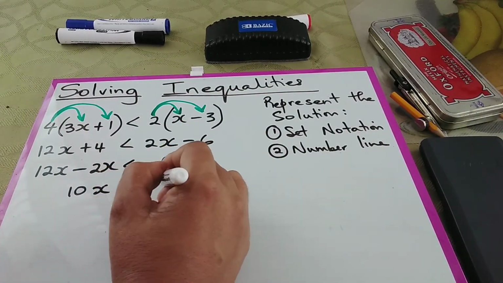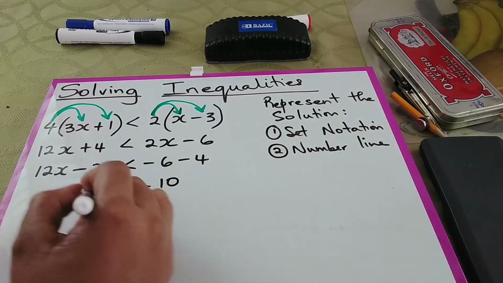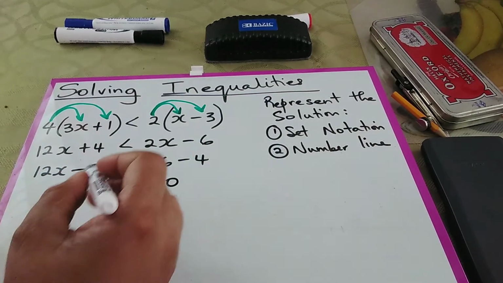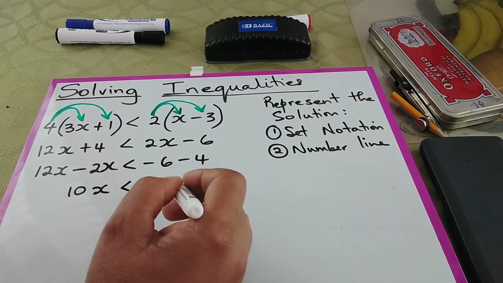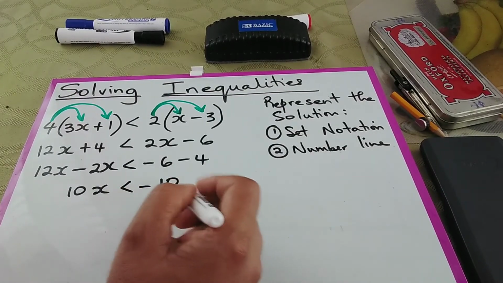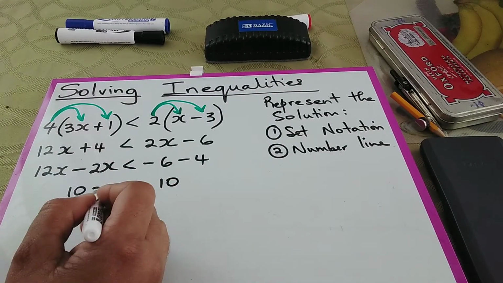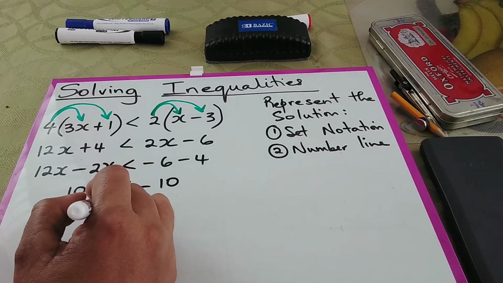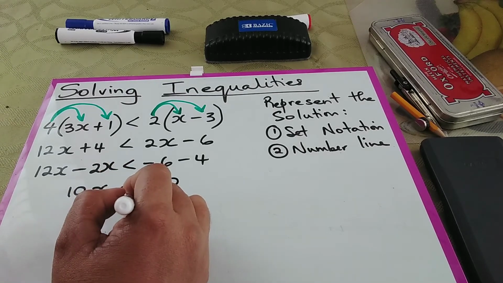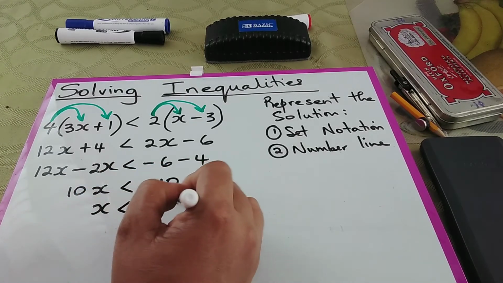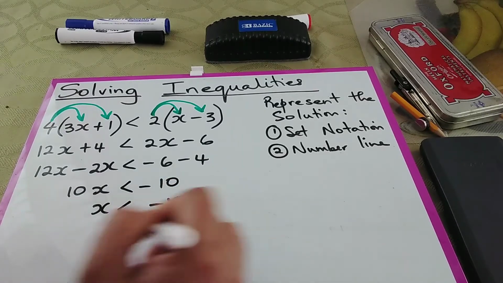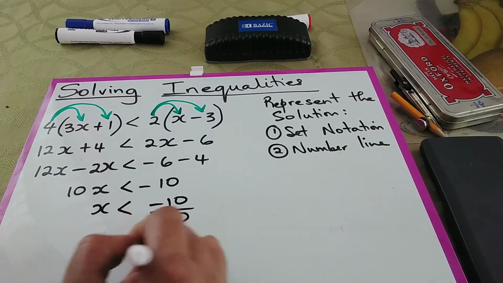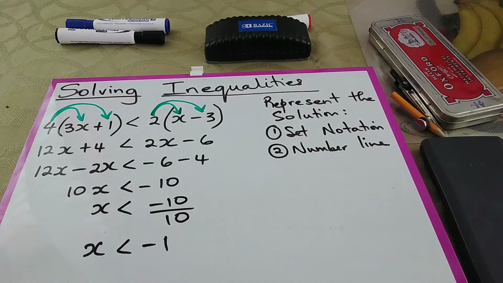So it's negative 10. So we're going to divide both sides by 10, or we just say we bring the 10 over and do the opposite operation, which is divide, because right now it's being multiplied with the x. So it becomes x less than negative 10 divided by 10. So x is less than negative 1.